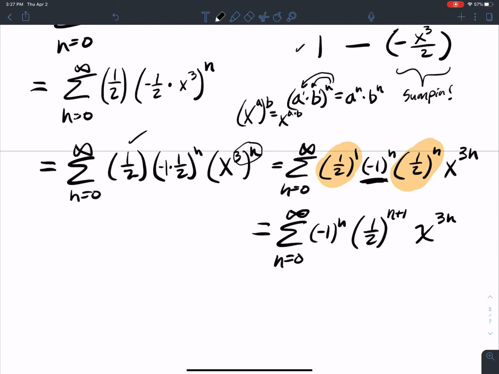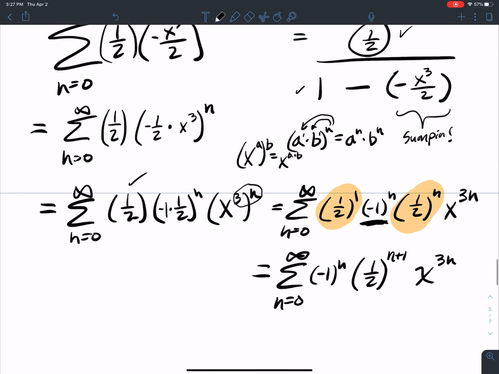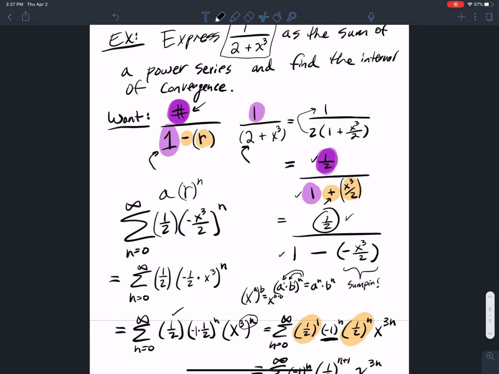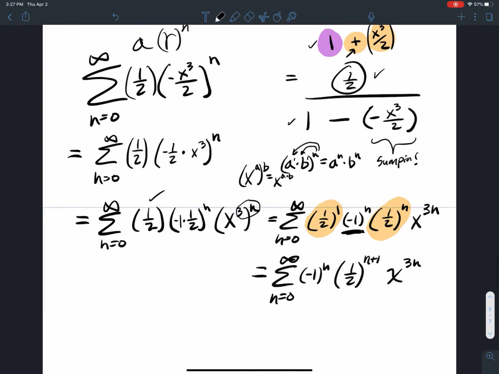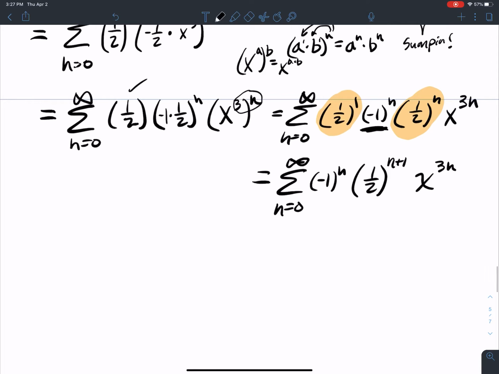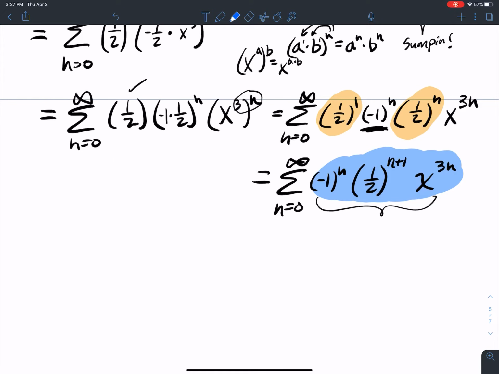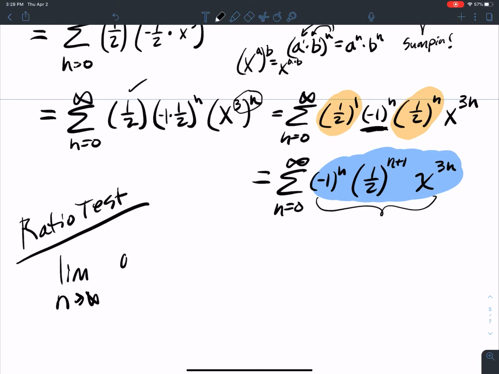So, what are we asked to do here? We're asked to figure out the interval of convergence. So for the interval of convergence, I need to look at this and run the ratio test on it. So what's the ratio test say? The limit as n goes to infinity of a n plus 1 over a n in absolute value.